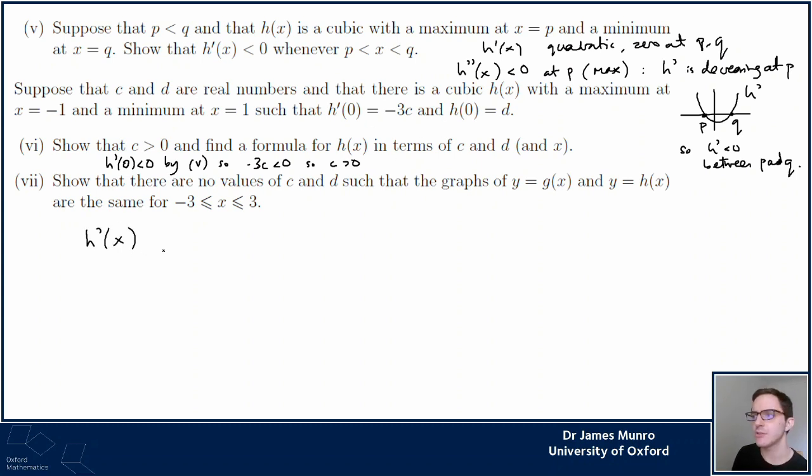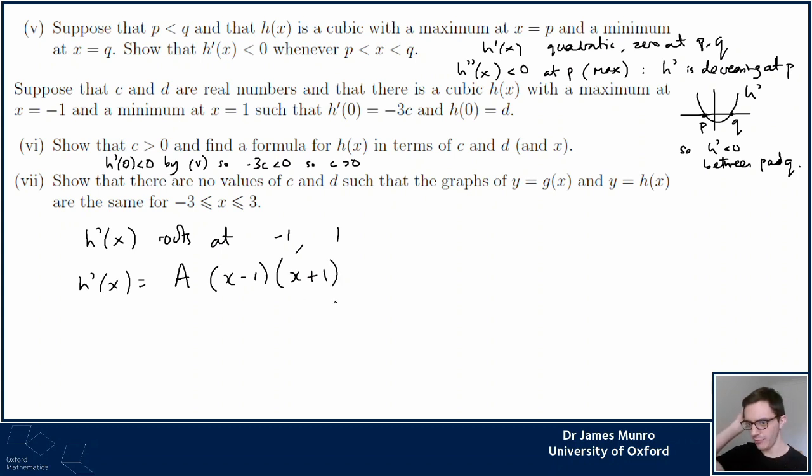I know that it's got roots at minus 1 and 1. So I know h prime of x is something like a times x minus 1, x plus 1, roots at plus and minus 1. There's some number at the front here. I just know that 1 and minus 1 are roots, so I don't know what this number is. I think it's going to have something to do with c. In fact, let's work that out. If I know that h prime of 0 is minus 3c, so let's plug 0 in, and I'll get minus a. Aha, so a is 3c.